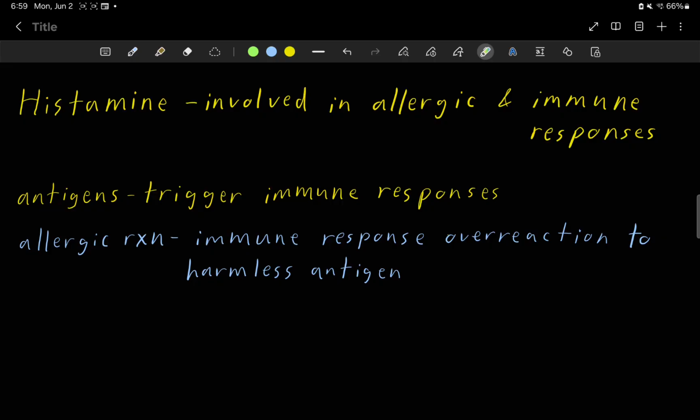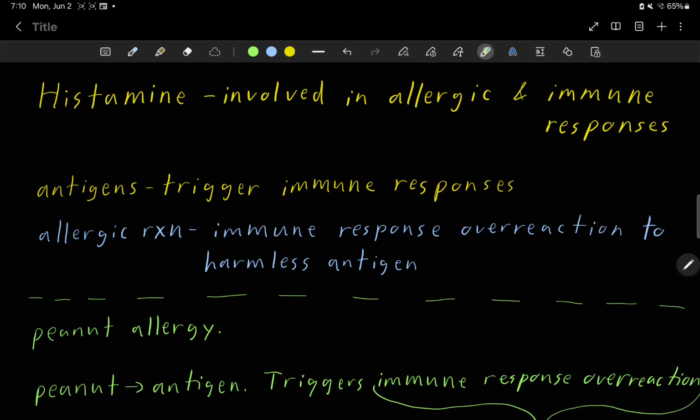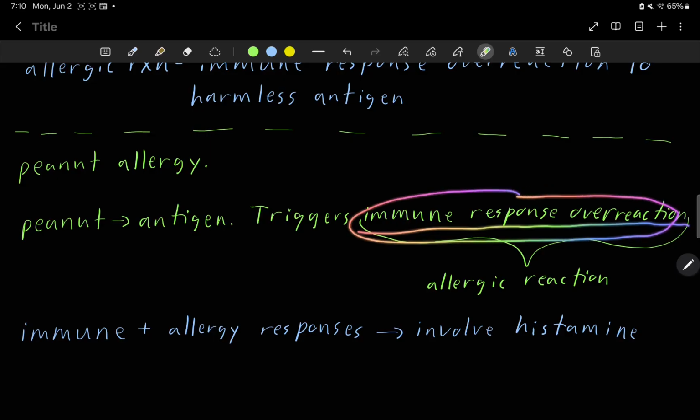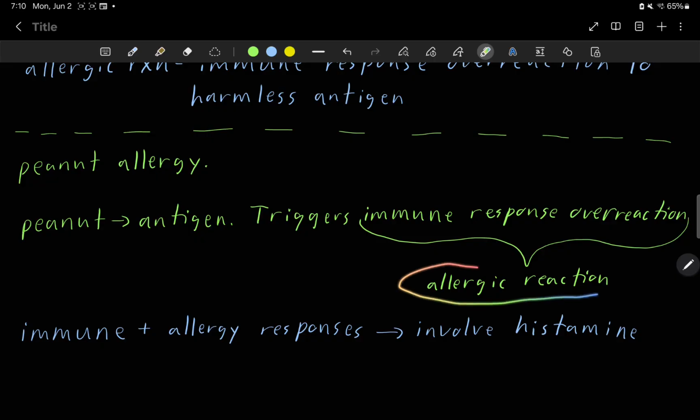So in most people that don't have an allergic reaction, this antigen would just be something normal. But in a person with an allergy, for some reason, their body thinks that this antigen is very, very harmful. So when the antigen enters their body, there's an insane immune response, and this can be threatening and dangerous to the person themselves. So for example, if we have a person with a peanut allergy, right? In most cases, a person's able to eat a peanut and they're fine. But in the person with a peanut allergy, their body thinks that the peanut is harmful. And so the peanut is an antigen that triggers an overreaction of an immune response. And the overreaction of an immune response is what we call an allergic reaction.